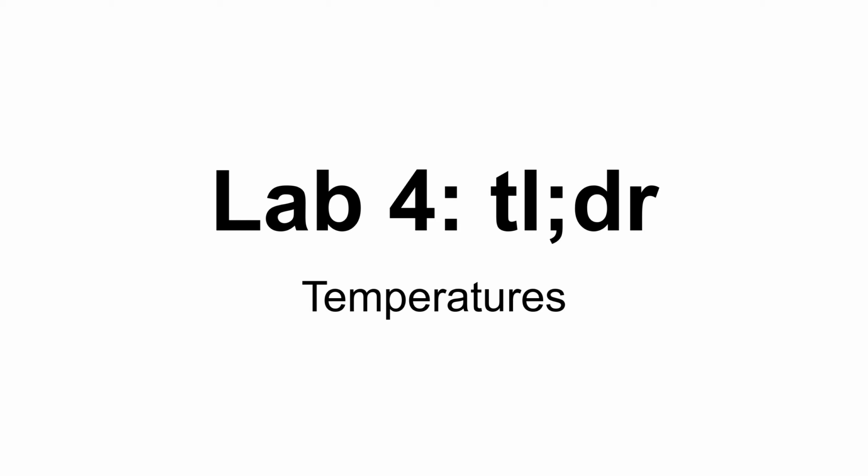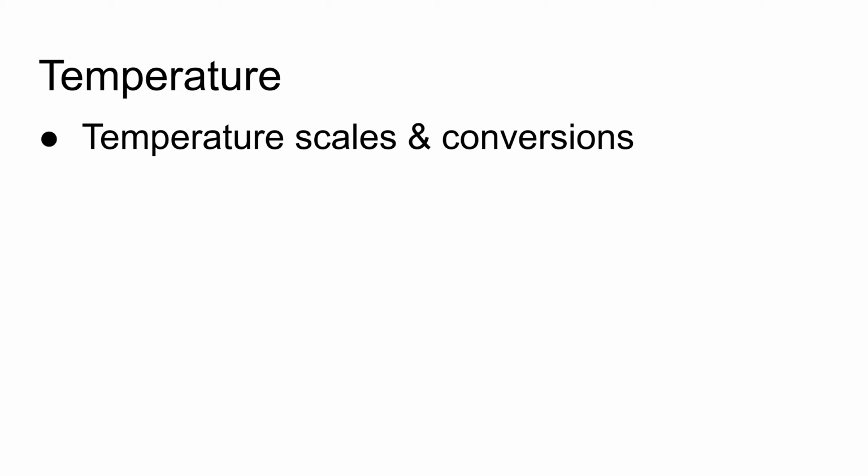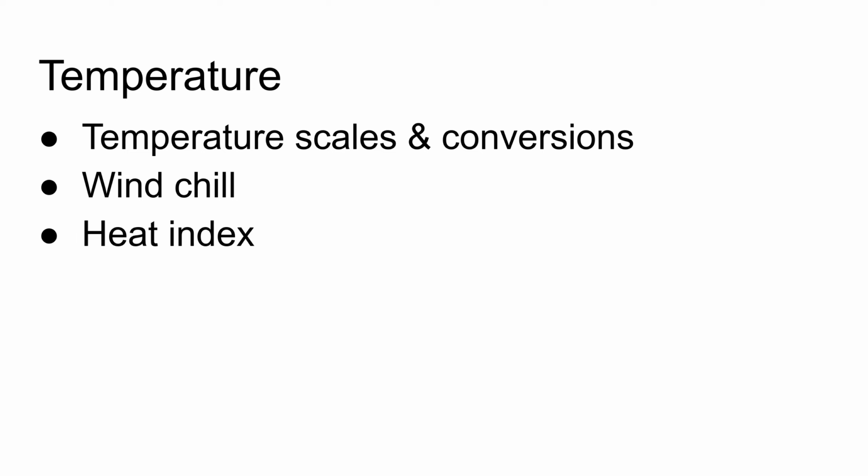This is the too long didn't read version for temperatures. So in this lab, it's all about temperatures. We're going to talk about temperature scales and how to convert back and forth between Celsius and Fahrenheit. We're going to talk about wind chill, which is the effect of wind making it feel colder. We're going to talk about the heat index, which is the effect of humidity. If it's humid, it feels hotter.